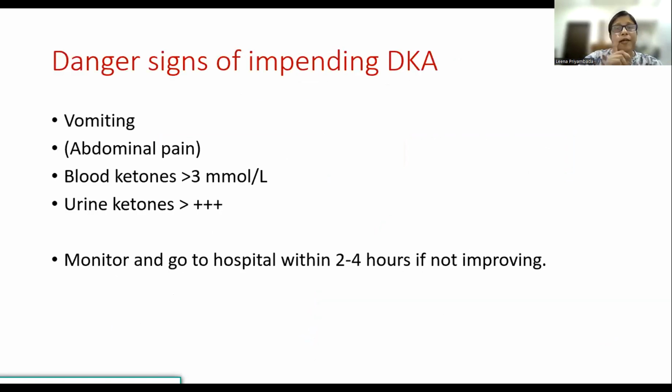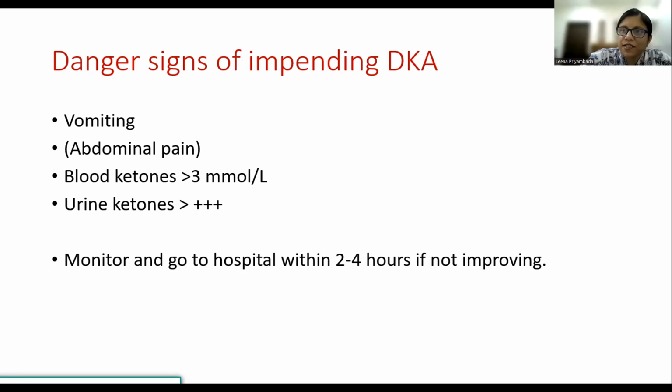Important to remember is when to think that yes, you need hospital help. The danger signs of impending diabetic ketoacidosis: vomiting, more than 3 times. Many times we feel vomiting is because of acidity, gastritis, or gastro infections. But if there is vomiting more than 2 or 3 times in a child who appears a little sick, then in a person with diabetes it is taken to be because of insulin deficiency and not because of acidity or gastritis.